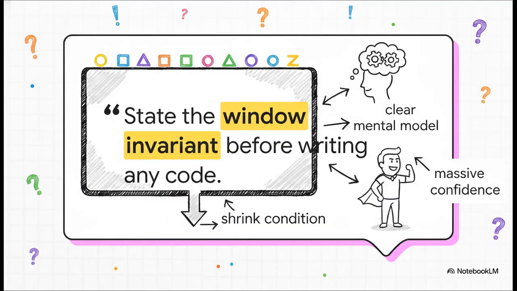Before we wrap up, I want to leave you with a massive pro-interview tip. Before you write a single line of code on that whiteboard, I want you to look at your interviewer, make eye contact, and say this out loud. My window invariant is, for example, my window invariant is that no character inside the window appears more than once. Doing this does 2 huge things. First, it completely forces you to clarify your own shrink condition. And second, it gives the interviewer a perfectly clear mental model of your algorithm right from the start. It projects massive confidence and seniority.